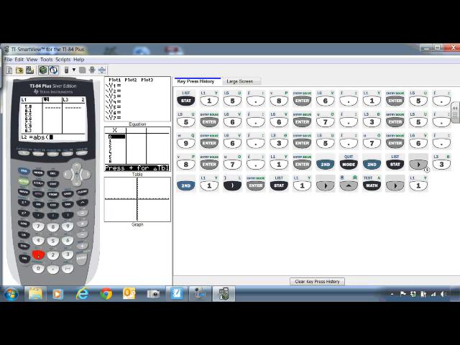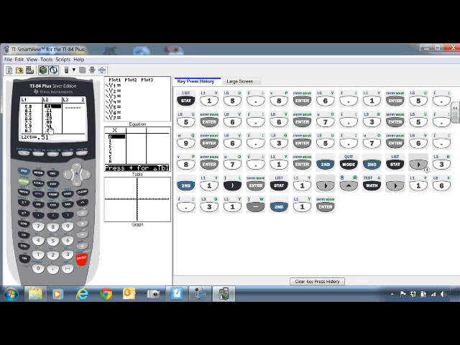Now we want to type in our mean of our data, which is 6.31. And then we want to subtract that so we can get the distance from our data points in L1. So second, one for L1, and then press enter. So now you can see that L2 is populated with the distance each data point is from the mean. So that is part two.